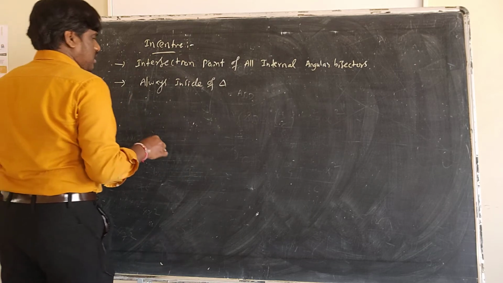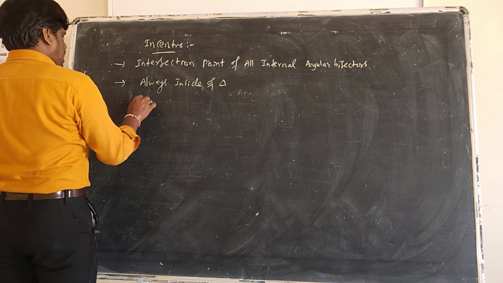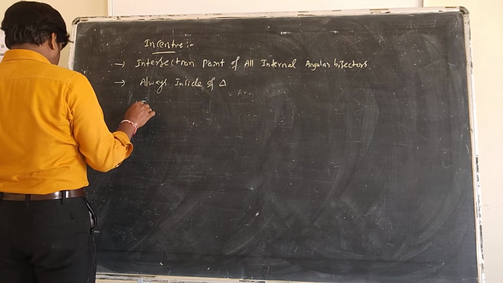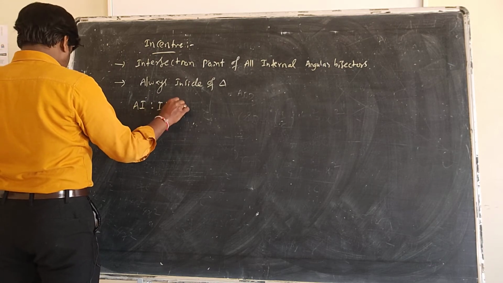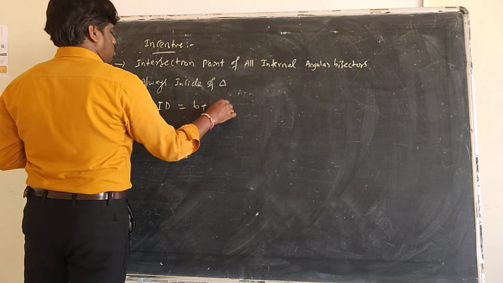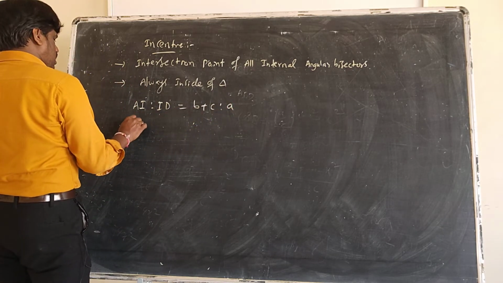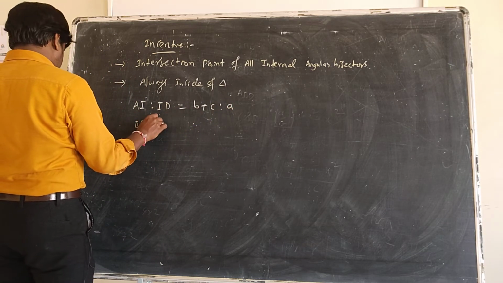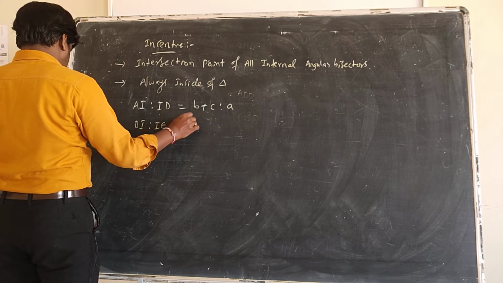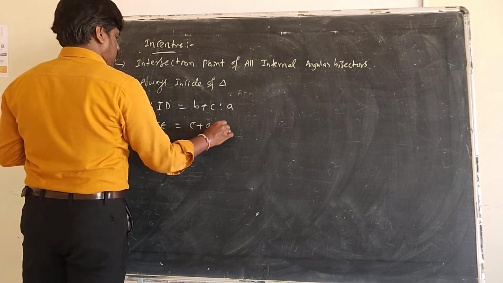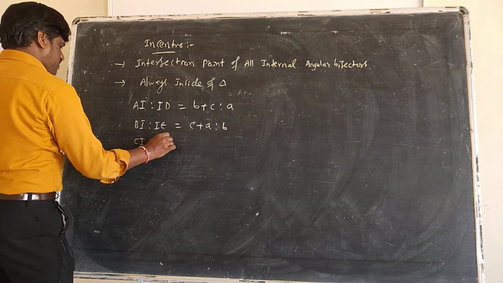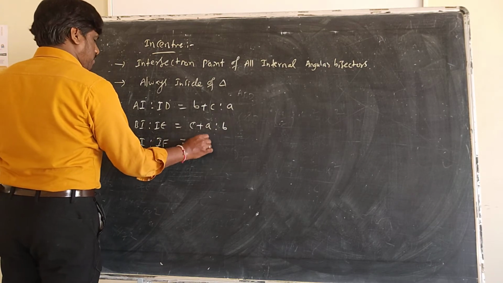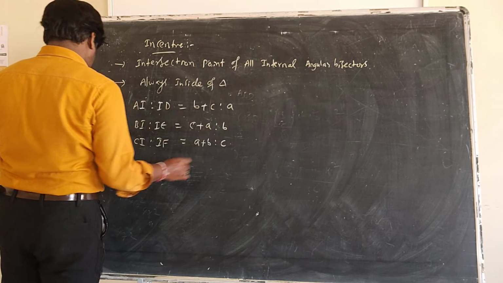And the length of AI to ID, the ratio of AI to ID, is B plus C to A. The ratio of BI to IE is C plus A to B. The ratio of CI to IF is A plus B to C.